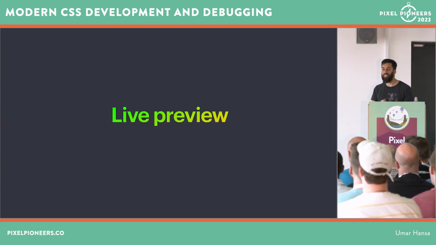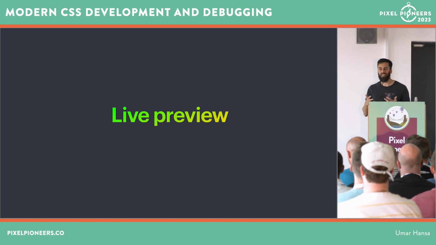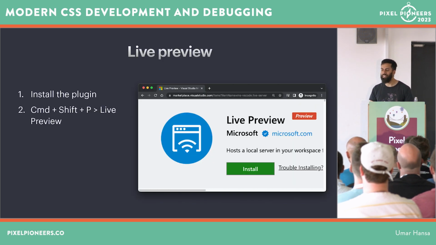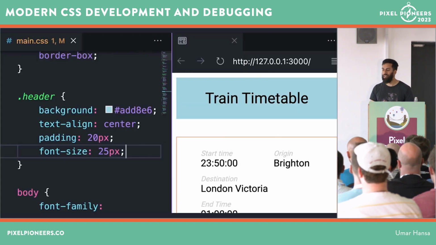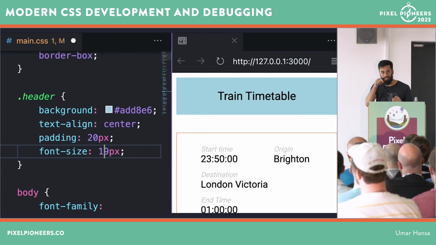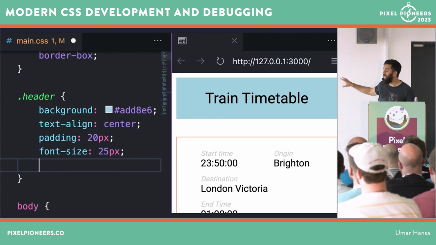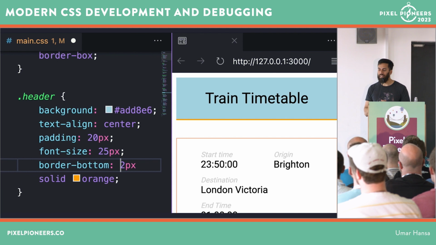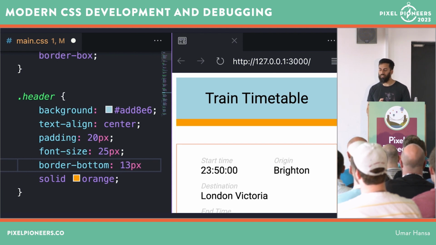Live preview, this is nice. I'm always a big fan of not having to Command S and reload the page each time. So this is pretty handy. Official plugin, as you can see. So install the live preview extension in VS Code, Command-Shift-P, and then start the live preview server. And you can start changing your CSS, and in real time, without having to hit Command S, you get this embedded preview window. And yeah, the changes reflect instantly.